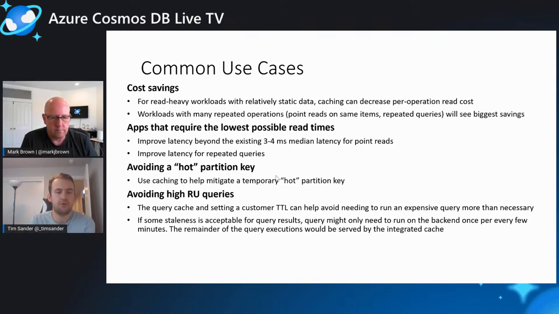Also really helpful if you have a hot partition key. Hot partition keys, by definition, mean you're reading a lot of the same data again and again. And that property can also make you a good candidate for caching. So if you have a hot partition key, even if it's a temporary one, provisioning the integrated cache might actually help mitigate or even completely solve the problem. And then finally, if you have a high RU query, that's a no-brainer. Caching is a good way to fix that.